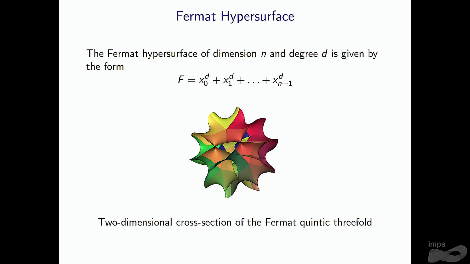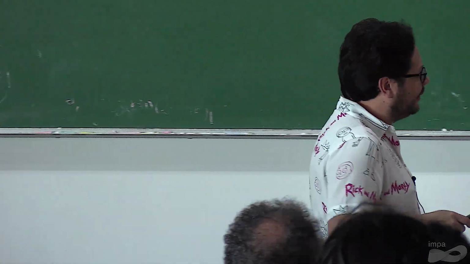So there are two very famous examples that will appear through the talk at different points. The first one is the Fermat hypersurface of dimension n and degree d, which is given by this equation: each of the variables to the power d, the sum of all of them, coefficients 1 everywhere. And apparently, according to Wikipedia, this is a two-dimensional cross-section of the Fermat quintic threefold. Threefold means dimension 3. Quintic means d is equal to 5. And of course, if it's three-dimensional, I cannot draw it in three-dimensional space, so you have to cut it somehow. Apparently, this is one of the two-dimensional cross-sections of that. Again, I didn't do the picture. I took it from Wikipedia, which is free to use. I checked. It's Creative Commons license.